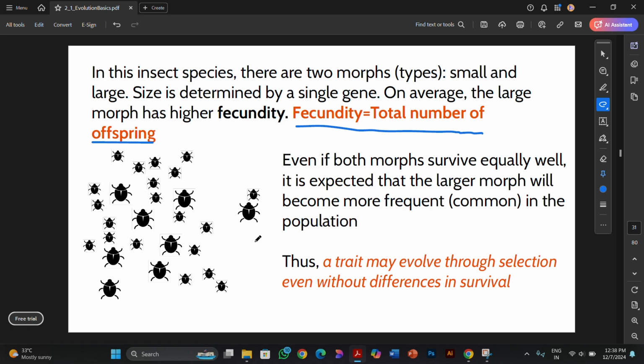It will create, suppose, too many offspring. But when it comes to the smaller one, suppose it creates only two offspring, and they hardly mate with the larger ones, so their frequency decreases and the larger morph's frequency increases. Thus, a trait may evolve through selection even without differences in survival.